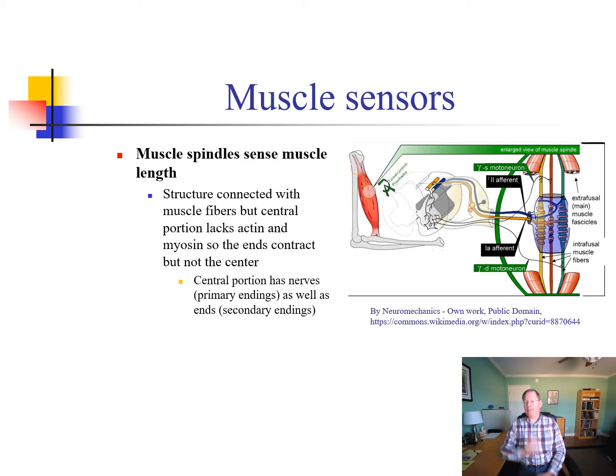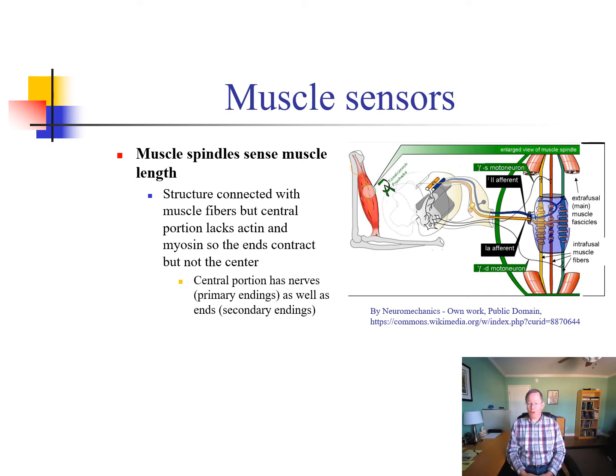All right, I need a sensor system to do this. The main sensor system that I have in my body, in my muscle, are going to be the muscle spindles. Now, muscle spindles are a structure that basically goes through the muscle, in which you have these nerve fibers that are going around a central portion of the muscle, but the muscle itself doesn't contract.